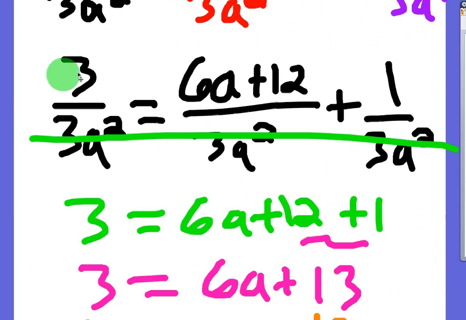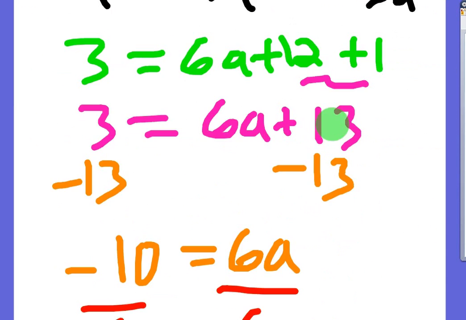Okay, so just set the top equal to itself. We'll have 3 equals 6a plus 12 plus 1. So 3 equals 6a plus 13. Next thing you're going to do is get a, or the variable, by itself. So we're going to subtract 13 from both sides. Negative 10 equals 6a. Finally, what you're going to do is just divide both sides by 6 to get the variable by itself.